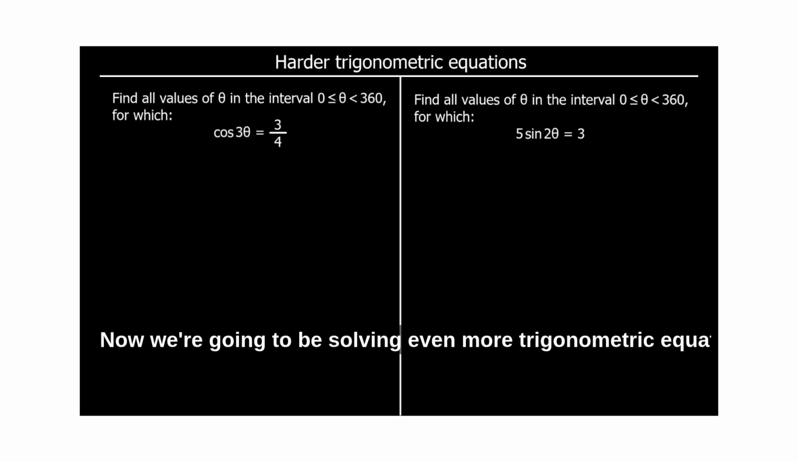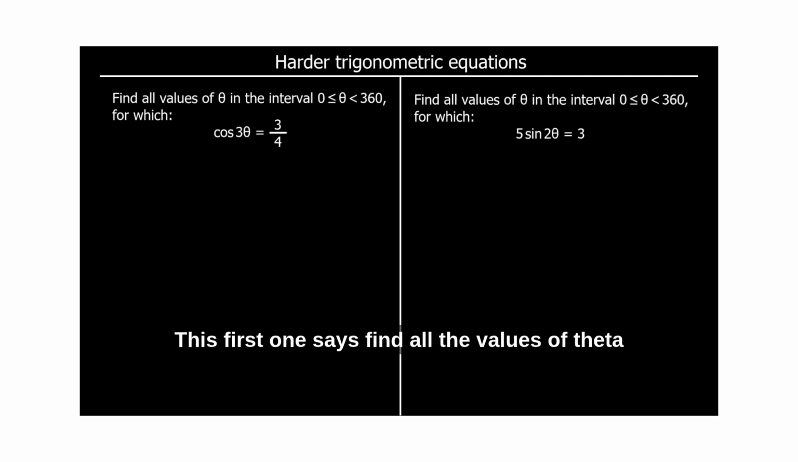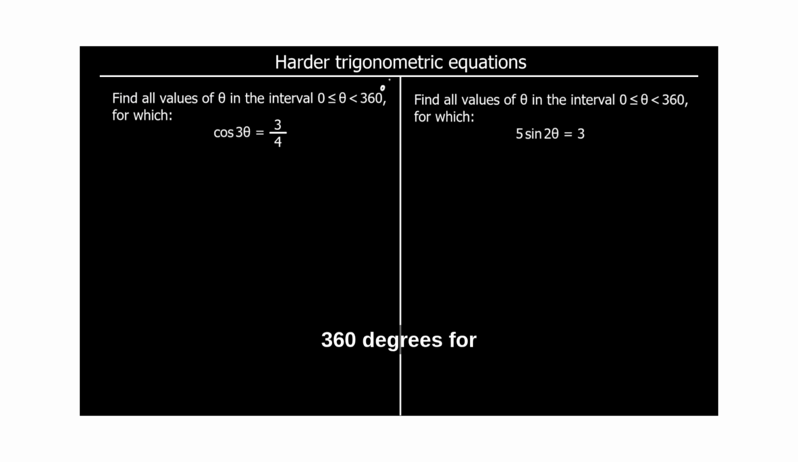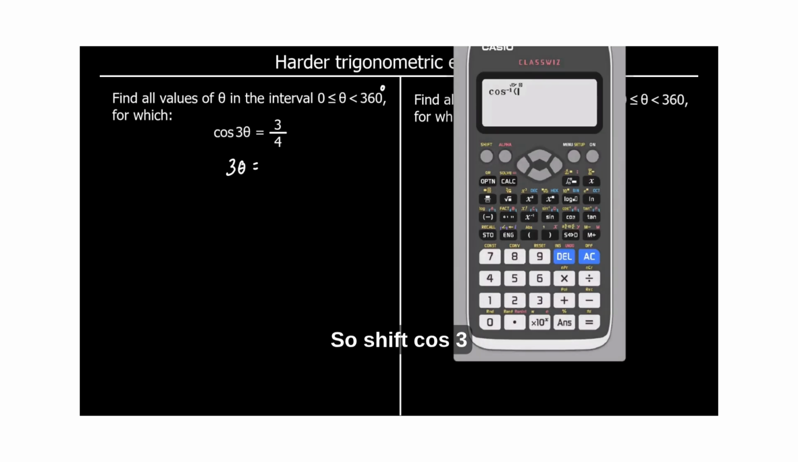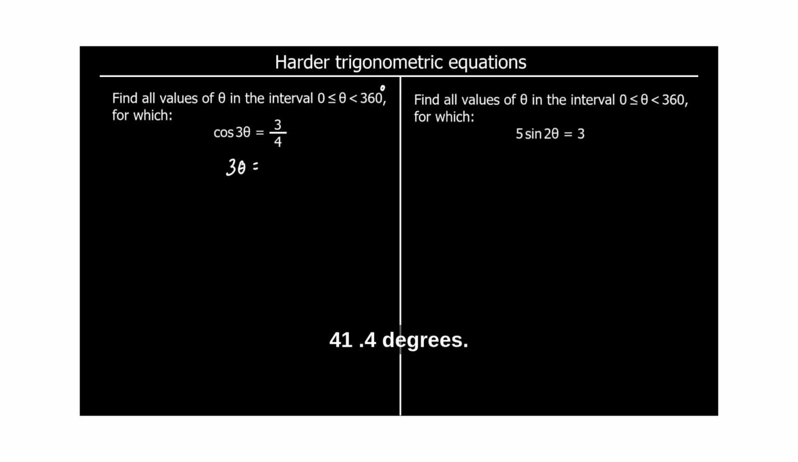Now we're going to be solving even more trigonometric equations. This first one says find all the values of theta in the interval 0 to 360 degrees for which cos 3 theta equals 3/4. So we're going to shift cos and get 3 theta by itself. Find out what 3 theta is. So shift cos 3/4 is 41.4 degrees.